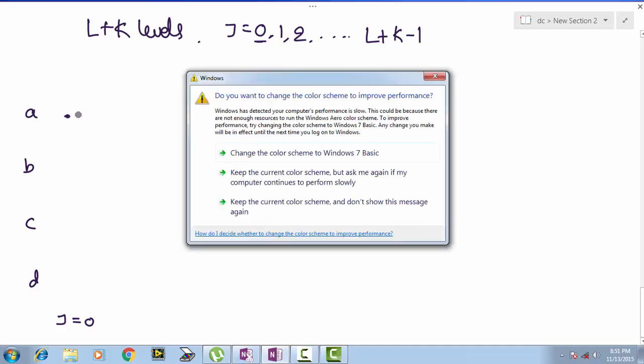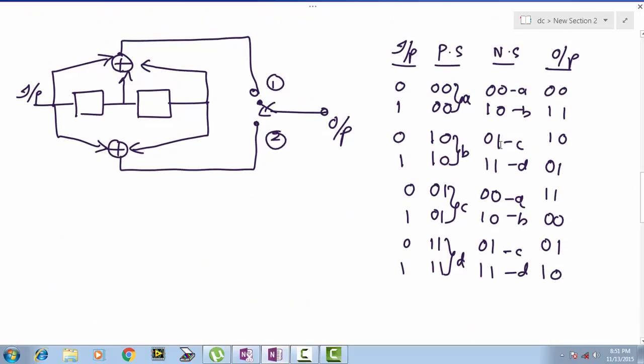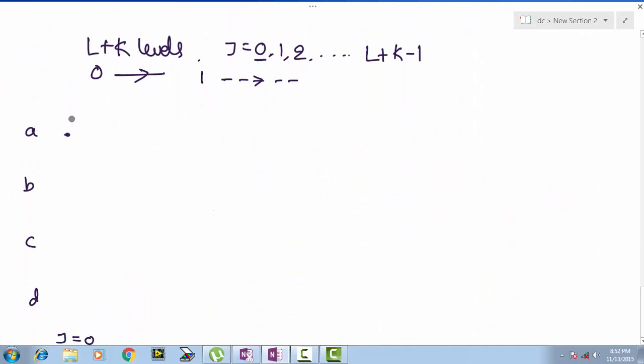And always remember while drawing the trellis structure, input 0 will be indicated by a solid line, whereas input 1 will be indicated with a dotted line. And the corresponding output will be indicated on the branch. From the table, when we are in initial state A, if input is 0, we move to state A only with output of 0 0. If the input is 1, we move to state B, which is 1 0, and the output is 1 1. So with this information, let us draw the trellis. When we are in state A, if input is 0, we have to draw a solid line.